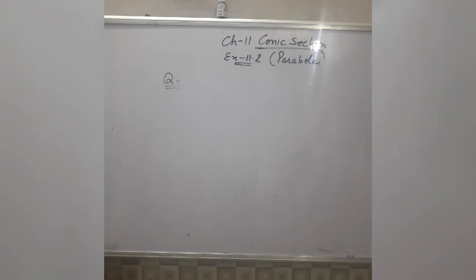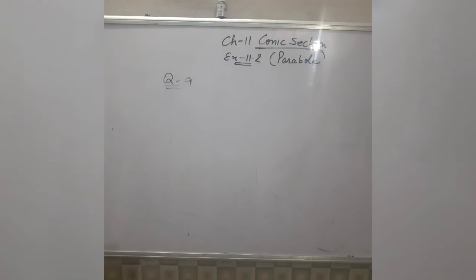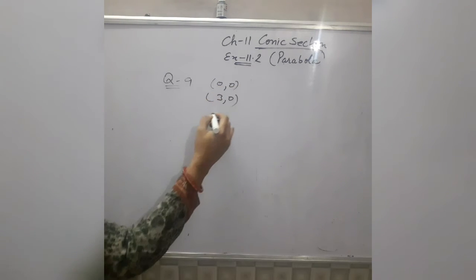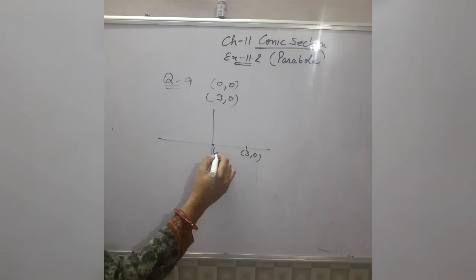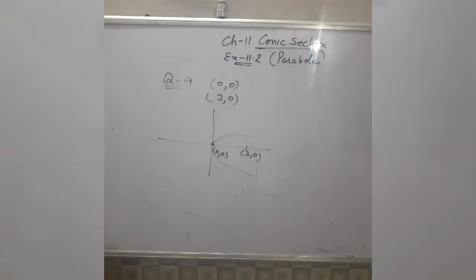In question number 9, the vertex is (0, 0) and the focus is (3, 0). This is also very simple. Question numbers 9 and 10 are similar. I am telling you one; question number 10 you will try yourself. The vertex is (0, 0) and the focus is (3, 0). This point lies on the positive direction of the x-axis, so here also the parabola will be a right-handed parabola.